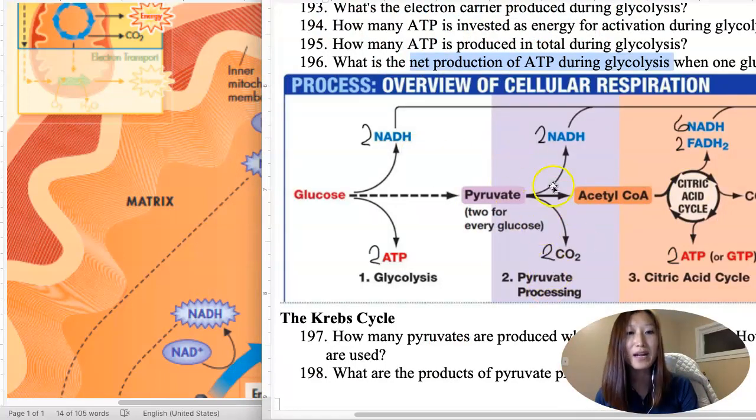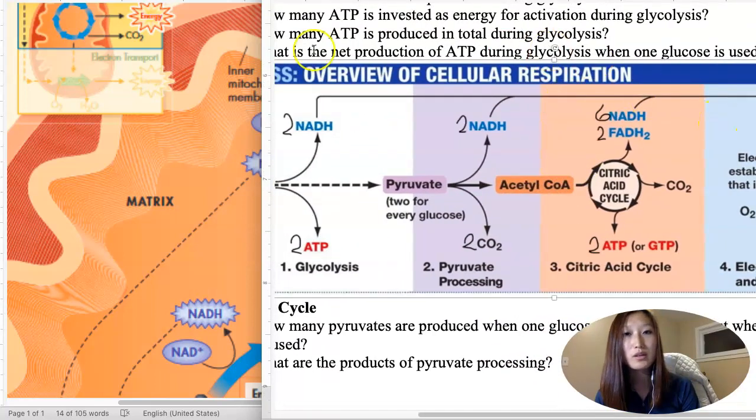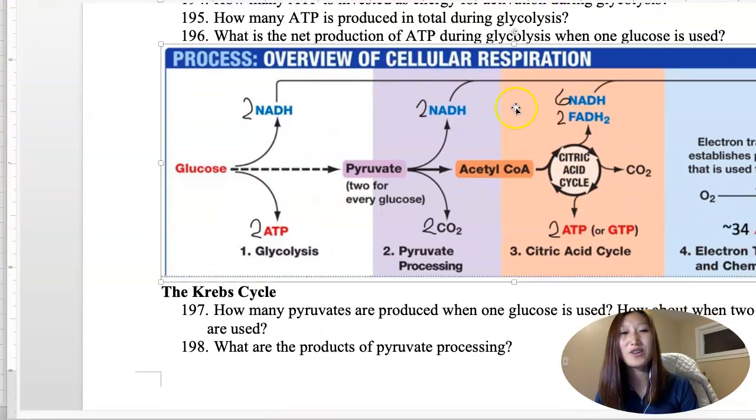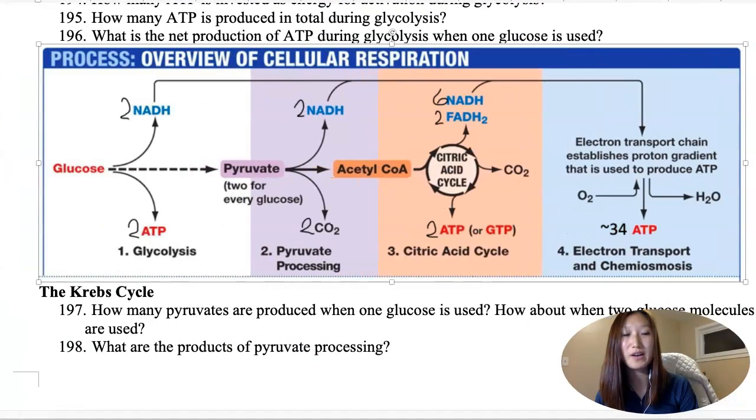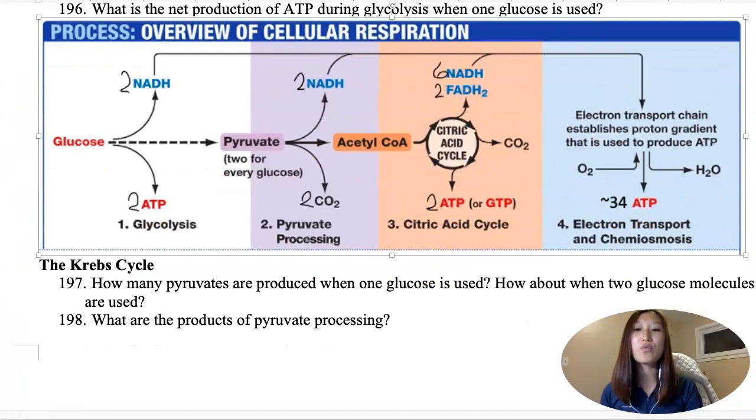So let's take a look at the summary right here. We have pyruvate making acetyl-CoA, NADH, and 2CO2. All right. So this NADH eventually is going to go to the electron transport chain at the very end. All right. So let's take a look at the questions.